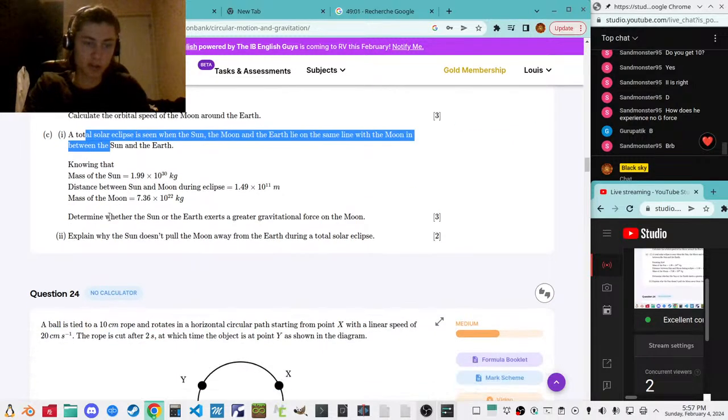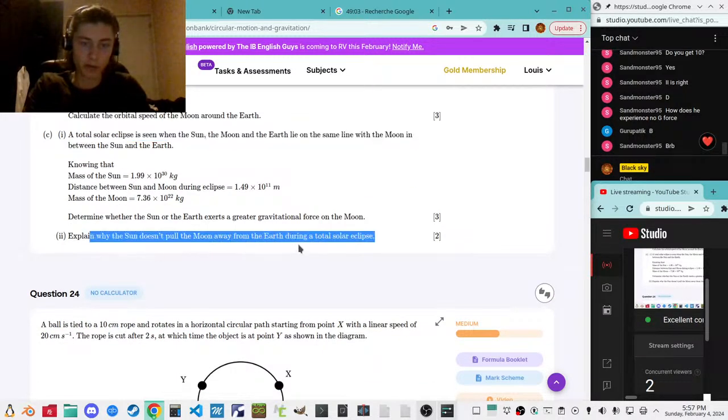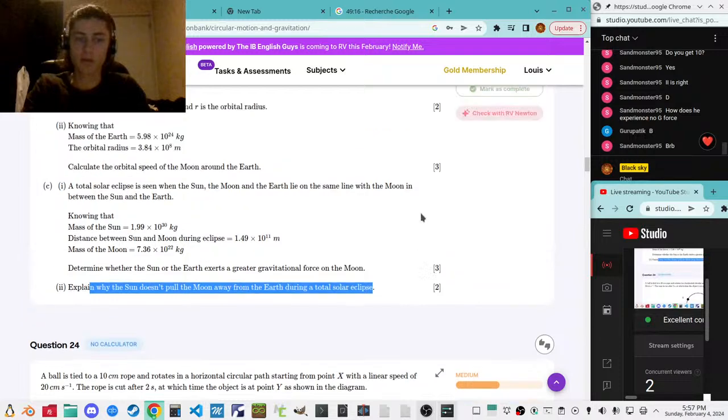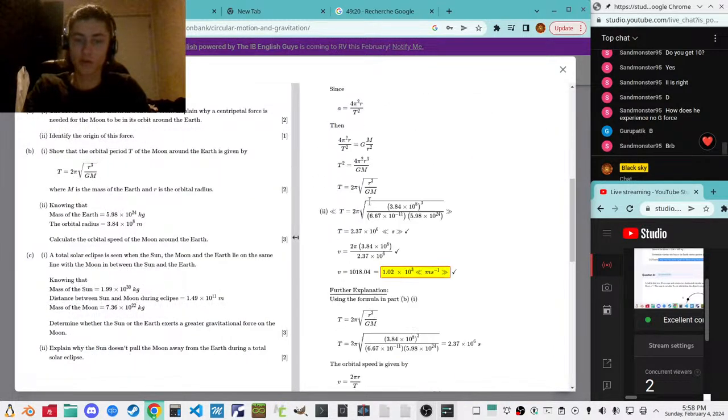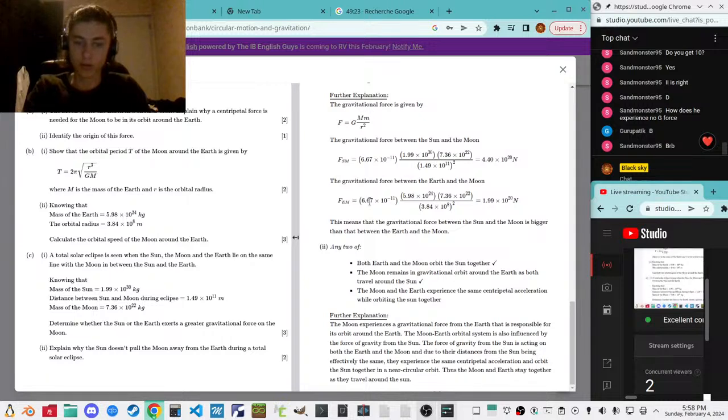So we just did that. Explain why the sun doesn't pull the moon away from the earth. Yeah, why? I don't know why. Because it has a velocity, because it has a centripetal force as well. The moon has a centripetal force. No, because it is equal.